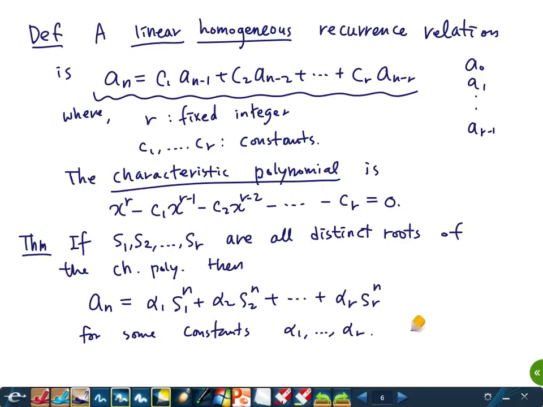So this is a very useful theorem, as long as you can find the distinct roots of the characteristic polynomial. It's just a routine computation to write down the nth term. So now let's try to find the nth term of the Fibonacci numbers.